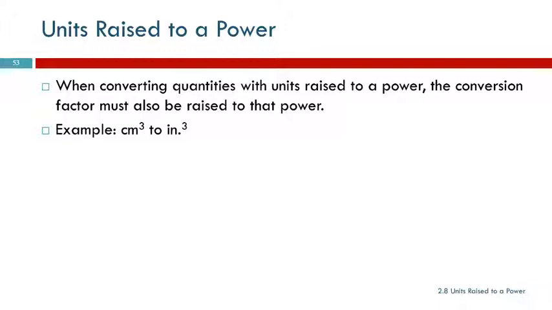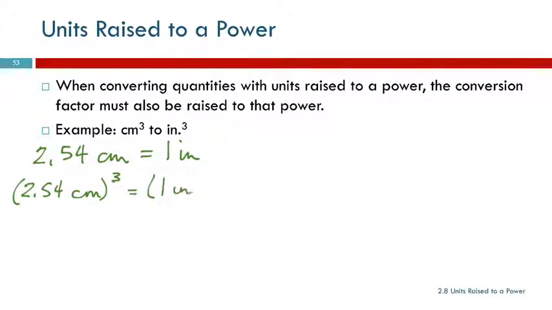So we know the relationship between centimeters and inches. 2.54 centimeters equals 1 inch. But if I want to cube the unit, if I want cubic centimeters, I have to cube the numbers as well. So it's going to be 2.54 centimeters cubed is equal to 1 inch cubed. Now the right side ends up being 1 cubic inch. And I think that's where students get the idea that, oh, well, nothing happened to the 1. Well, that's because 1 cubed is still just 1.